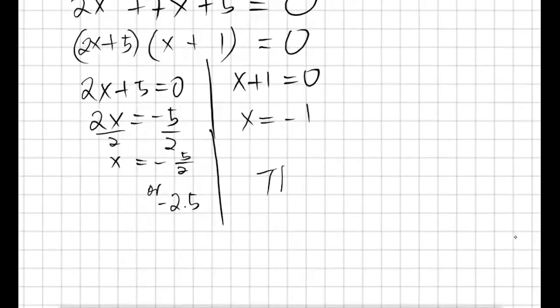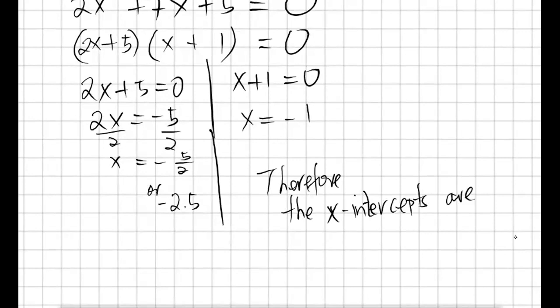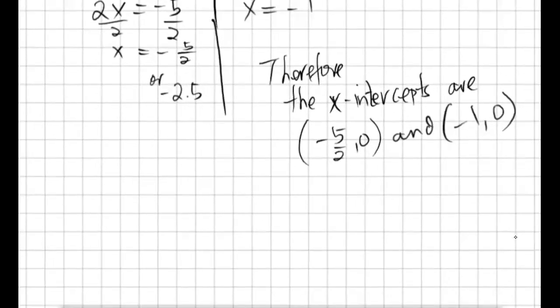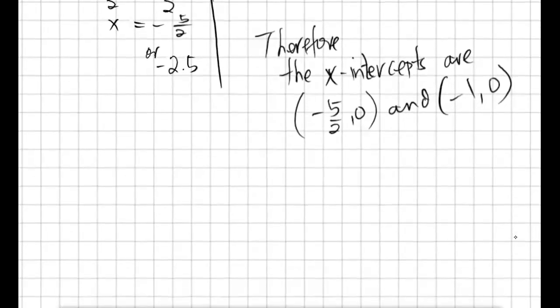Okay, so therefore we can say the x-intercept means the point where it touches the x-axis, or the real roots. It could also be called the real roots. Negative 5 over 2, 0, or negative 2.5, 0, and negative 1, 0. So these are the x-intercepts.